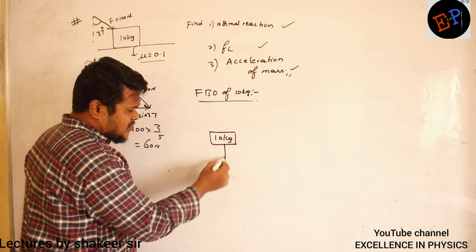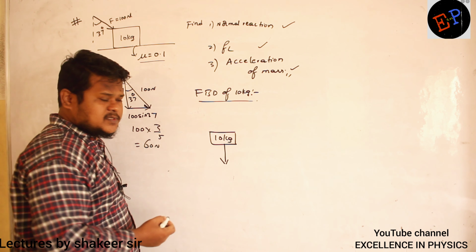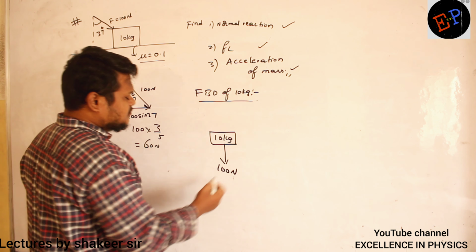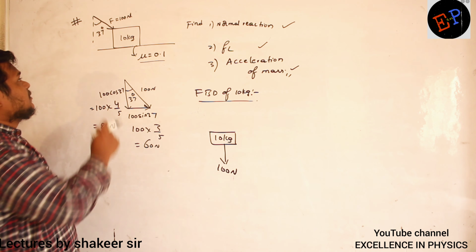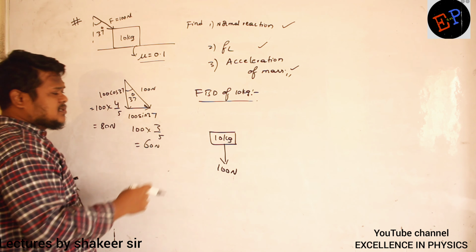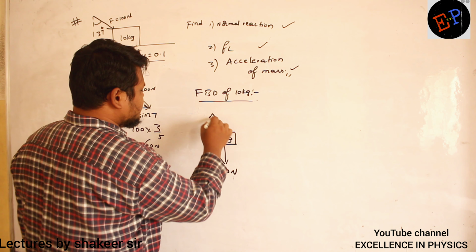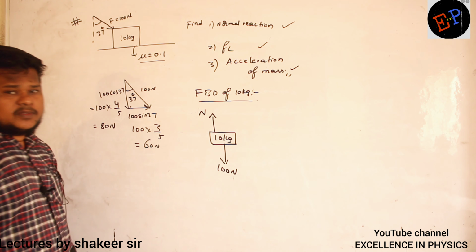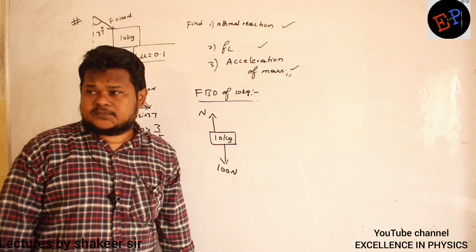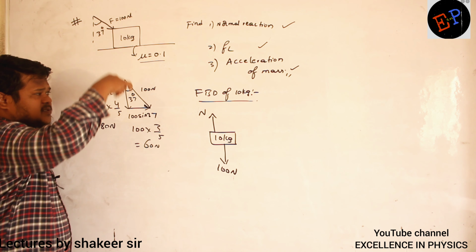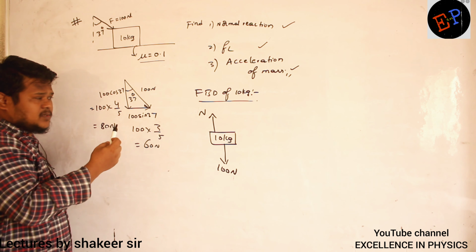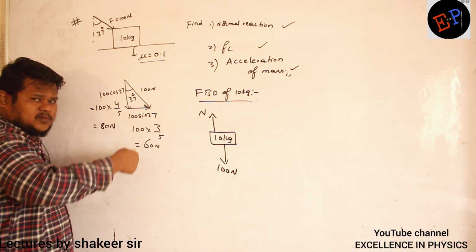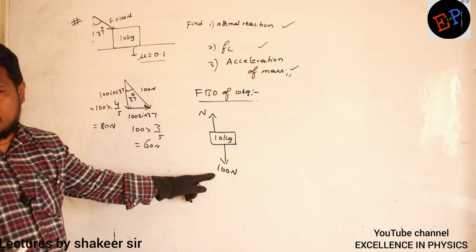First of all, its own weight will be acting, no? What will be the weight of this body? 100 Newton. Normal reaction, how much is the normal reaction? I don't know. In this condition, I don't know what the normal reaction is. Why don't I know it? Because there is one more force pushing the body downwards, no? So normal reaction is no longer 100 Newton here.